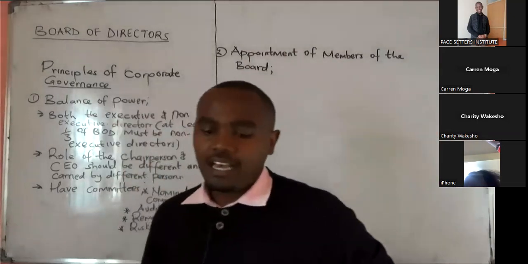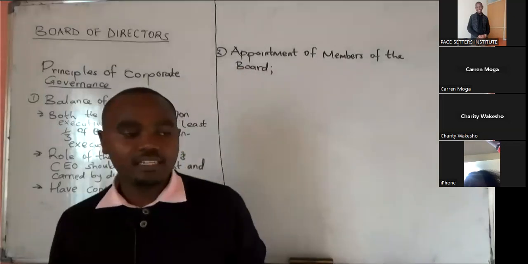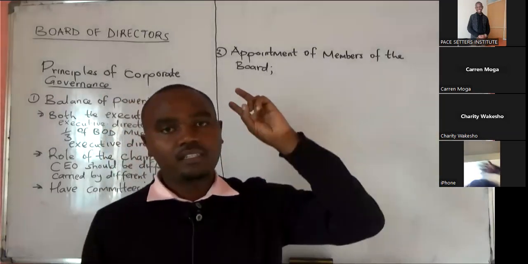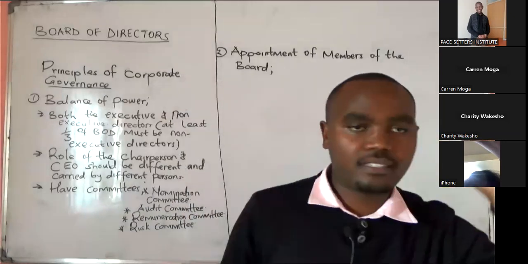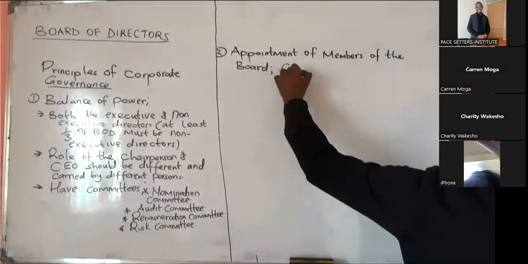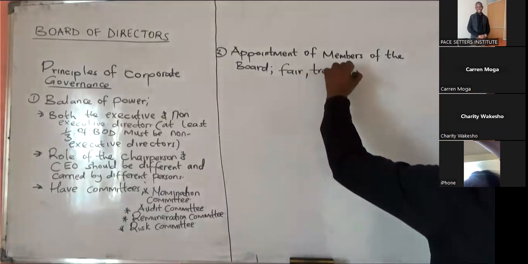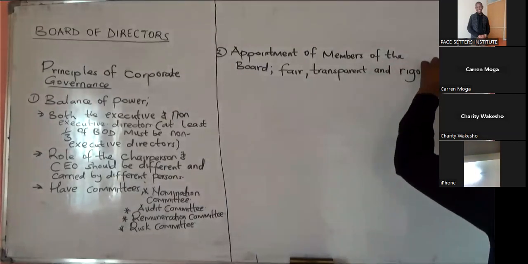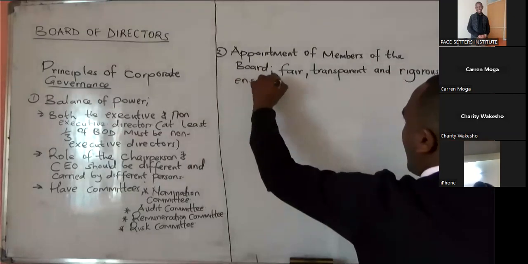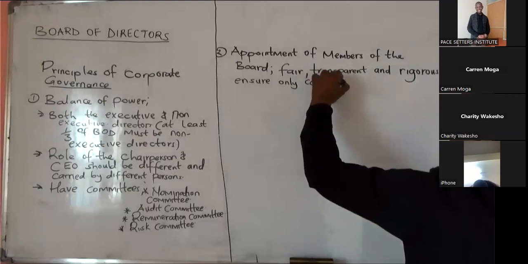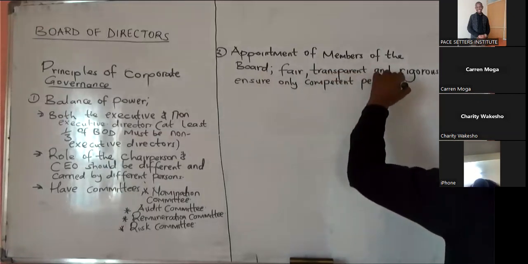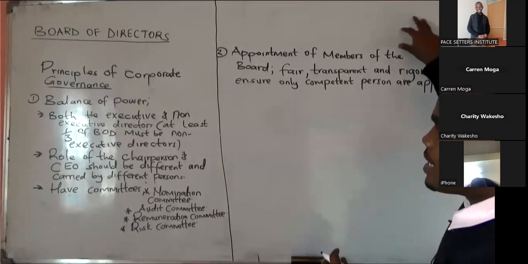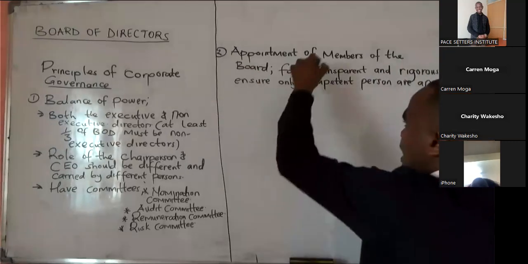We shall say that the principles of corporate governance dictate that the process of appointing members of the board should be fair, transparent, and rigorous, to ensure only competent persons are appointed. So that is the other principle that we will focus on in this topic of corporate governance, or this topic of board of directors, the appointment of members to the board.